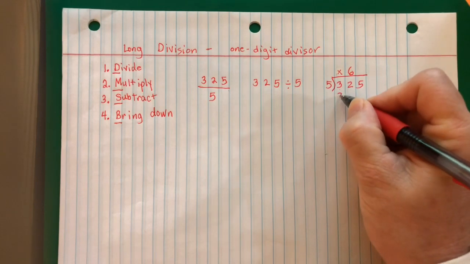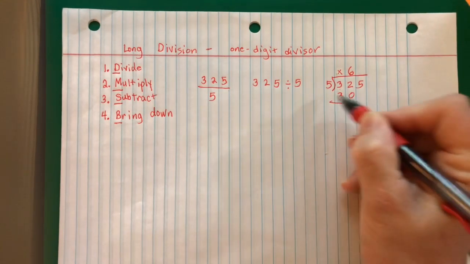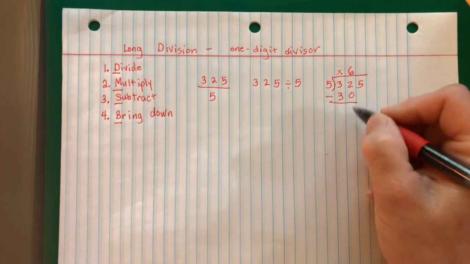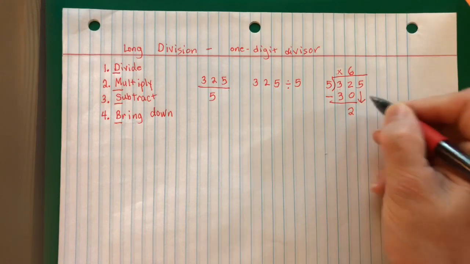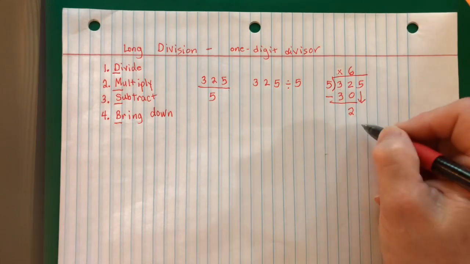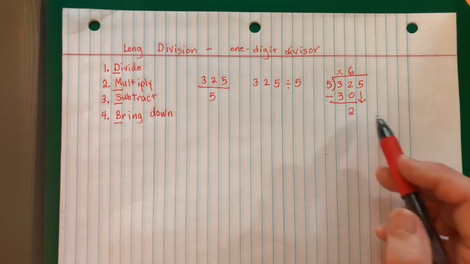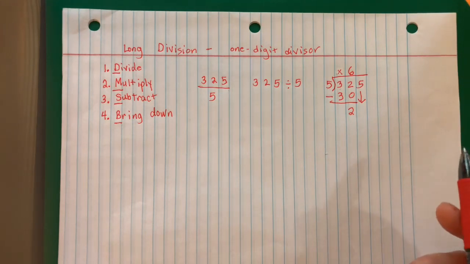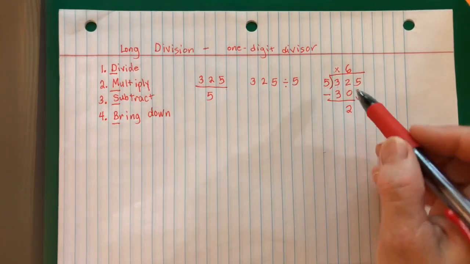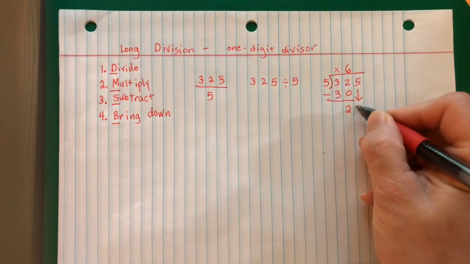6 times 5 is 30. So that's my multiplying. Then I subtract. I get 2. And I bring down. And I always draw an arrow. That helps me keep it lined up too, because I may be writing a problem on something that doesn't have lines, like a test paper might not have lines at all. And so if you draw the arrows, it keeps them lined up. So I'm bringing down my 5.